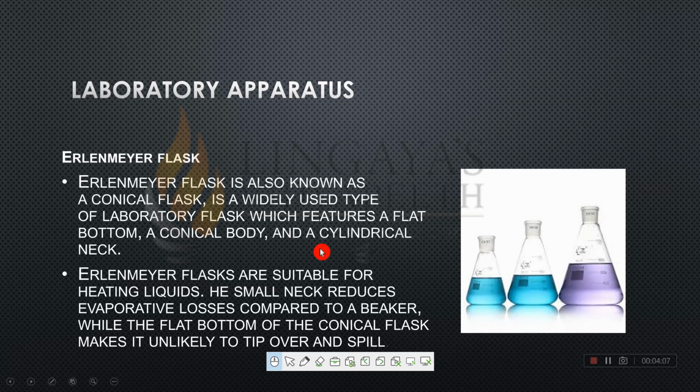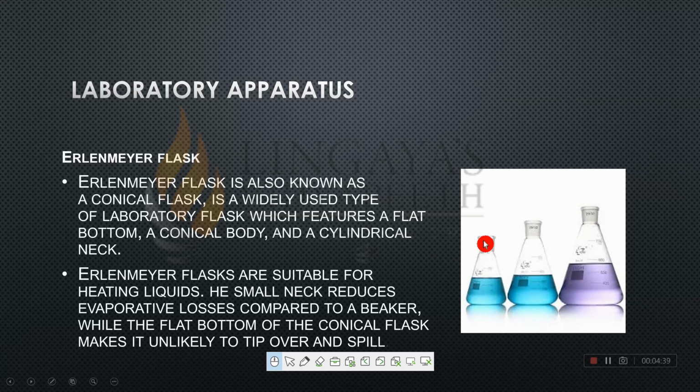Now the next one is the Erlenmeyer flask. Erlenmeyer flasks are also called conical flasks. It is widely used. It is flat at the bottom, has a conical body and a cylindrical neck. As you can see in the picture, the bottom is flat, the body is conical, of the shape of a cone, and the neck is cylindrical. It is suitable for heating liquids. It has a small neck.